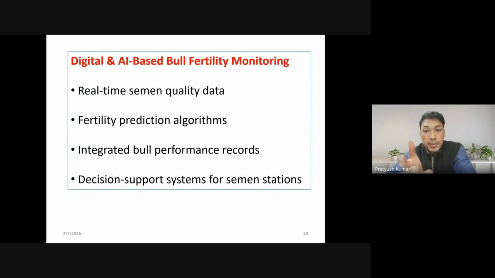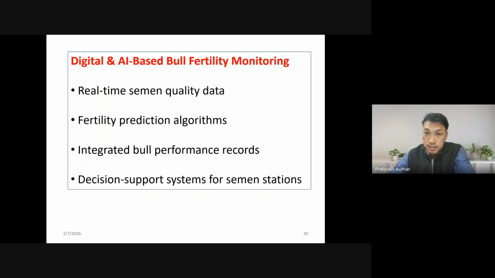So digital and AI-based bull fertility monitoring: real-time semen quality data can be used with a digital fertility prediction algorithm. We can use integrated bull performance records. This is very important, and a decision support system for semen stations. This is very important because the semen station is the main source to get good semen quality.